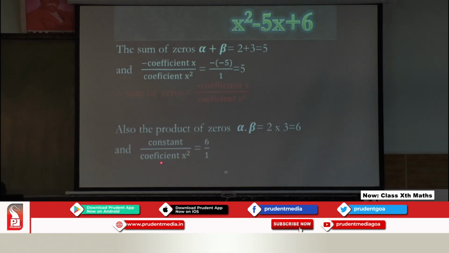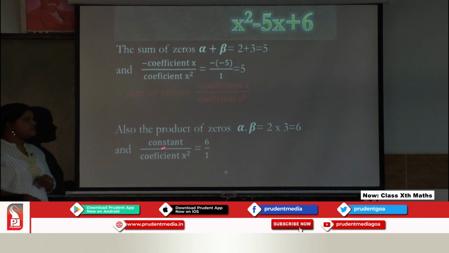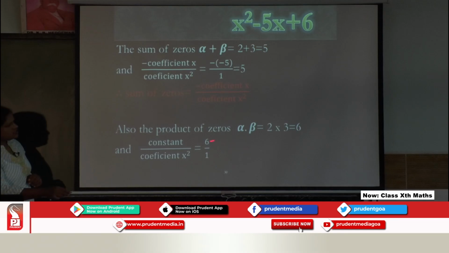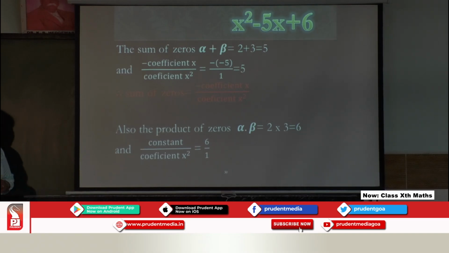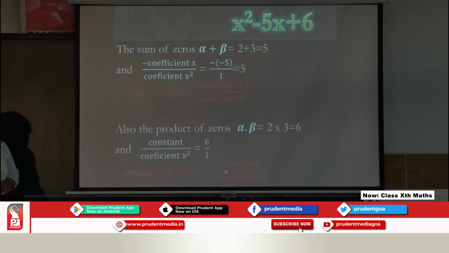Now, let us go to the formula. What is the formula? The formula for product of zeros is C upon A, that is constant upon coefficient of x square. So, the constant in the equation is 6, so I wrote here 6, and the coefficient of x square is 1, so I wrote here 1. 6 upon 1 is 6. Again both these answers are matching. So, again the final statement says that product of zeros is equal to constant upon coefficient of x square.